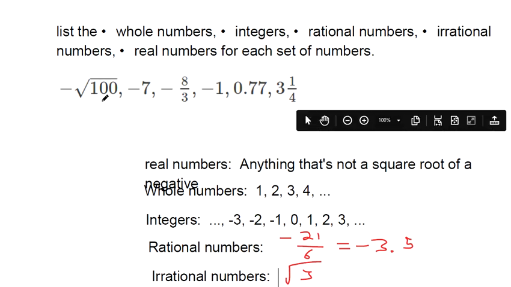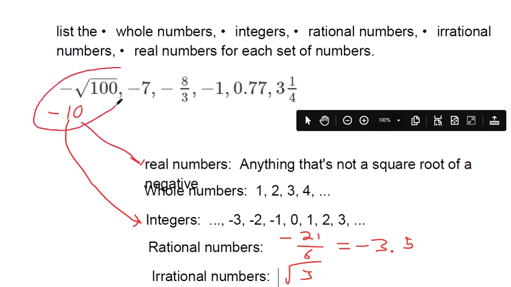Okay, so negative square root of 100. The square root happens first, and then the negative sign happens. So this is going to be -10 when you simplify it. That is an integer. It's also a real number. What else does it fall under? It's rational too, because you could write it as -10/1.